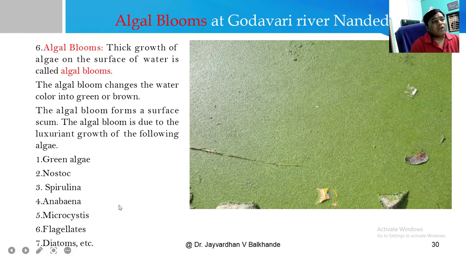These types of algal bloom are found nowadays in every river where there is very heavy pollution. All these types of algae are present, and they form the algal bloom on the surface of the water body.